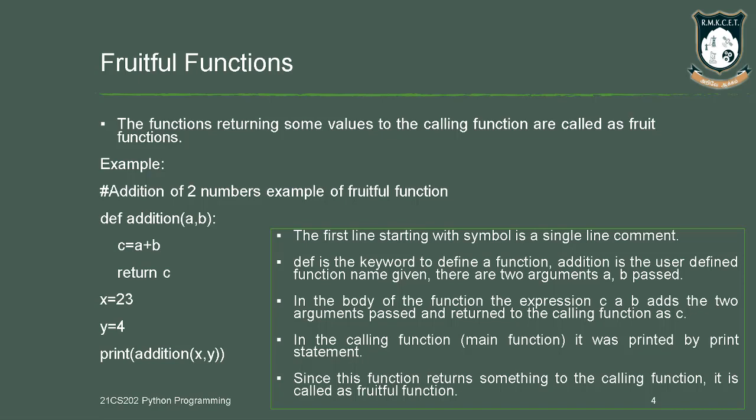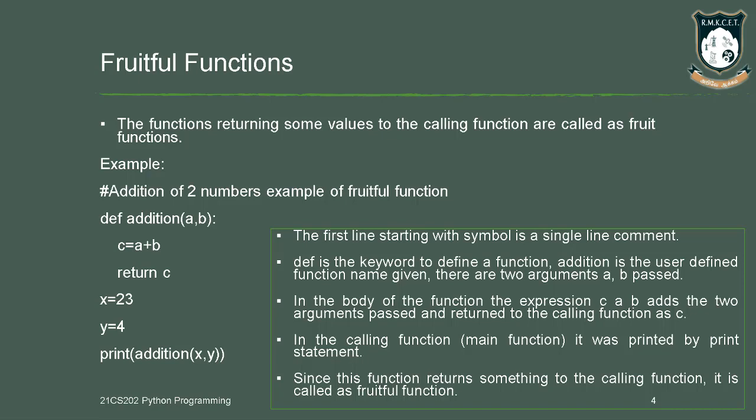Through this function call we are passing the values 23 and 4 to the function header or the function declaration. In a and b the values 23 and 4 are taken and passed to the processing. So c is equal to a plus b, that is, c is equal to 23 plus 4, and in c you will have the value 27. This 27 is given to the return statement, the return keyword, and it is passed back to the function call. As a result you get the output printed.